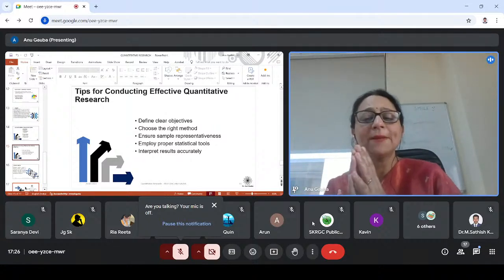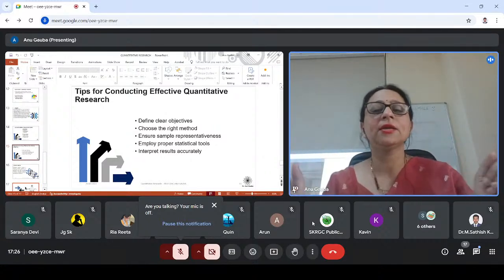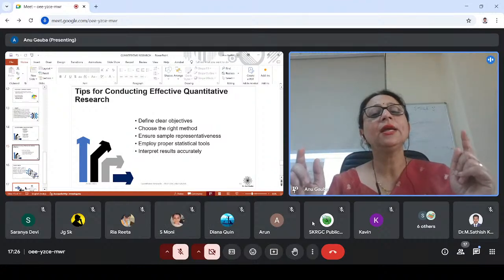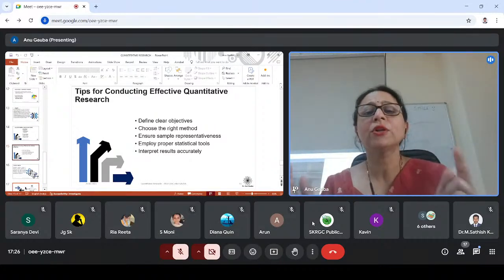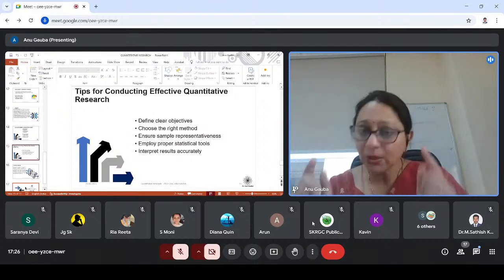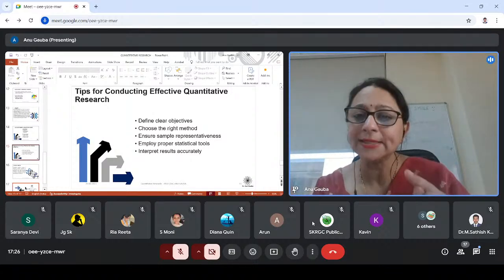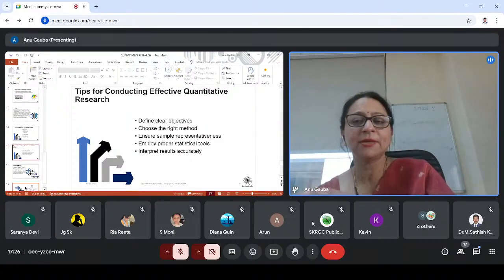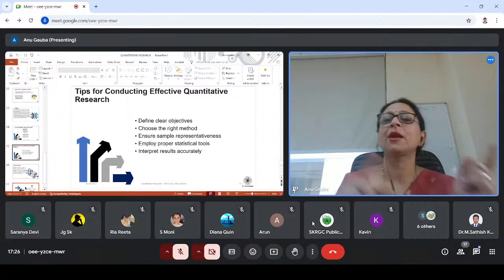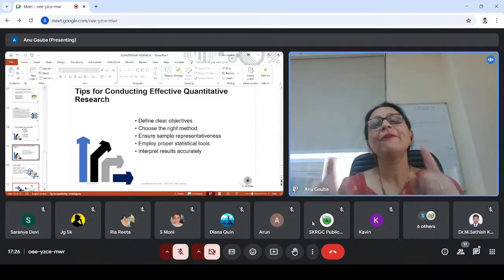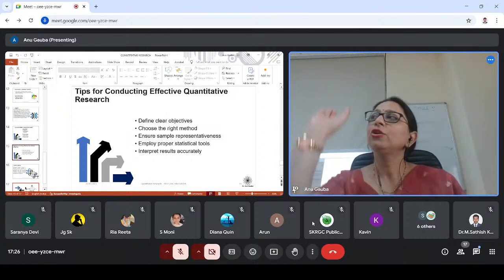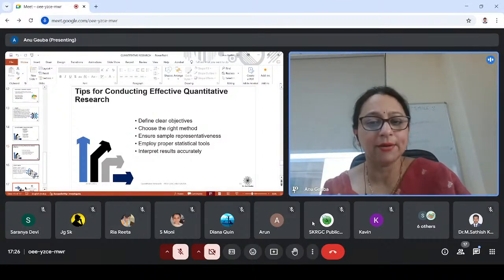Now, what are a few tips? The most important thing is what? Define clear objectives. If you really want to go for quantitative studies, experimental studies, quasi experimental studies, pre experimental studies, or descriptive studies, make sure you are thorough with your objectives. Your objectives should be clear, right?